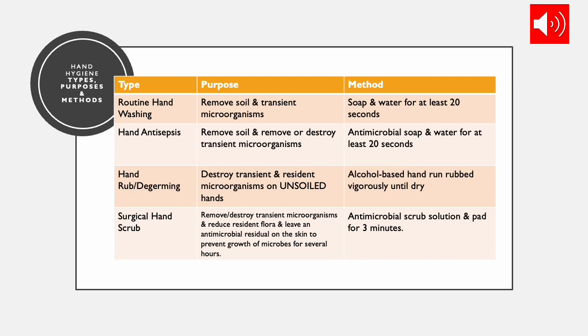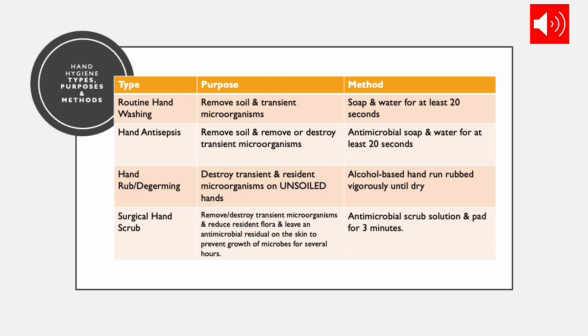So these are your alcohol-based hand rubs, and you need to rub it until it is dry. And your surgical hand scrubs. So these are removing and destroying transient microorganisms, and in addition, they reduce the resident flora on your skin and leave an antimicrobial residue on the skin to prevent growth of microbes for several hours.